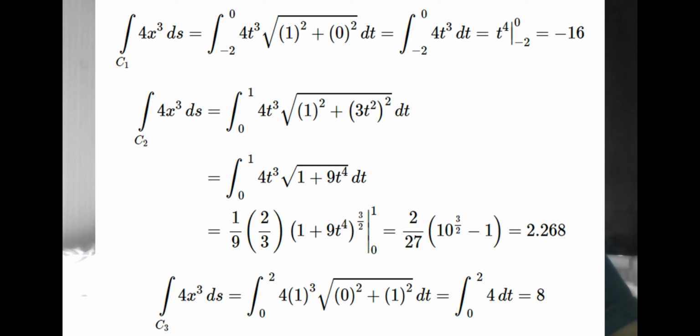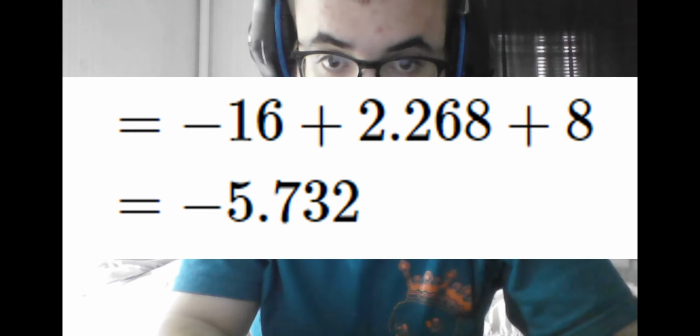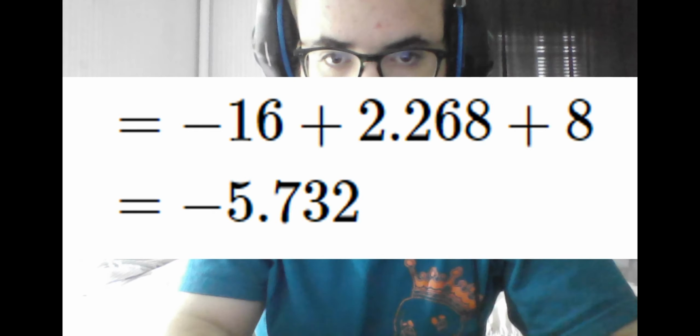So once we compute all of the integrals individually, we simply add them to get the integral asked, and we get a final value of negative 5.732. Now that we've looked at the most simple type of line integral, we can discuss more sophisticated line integrals next.